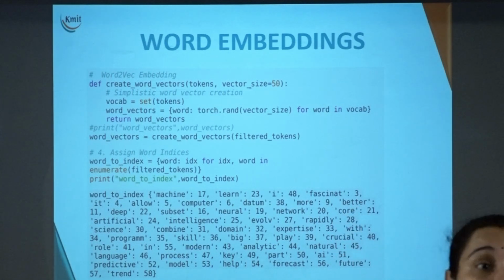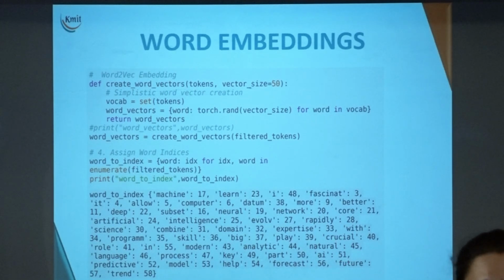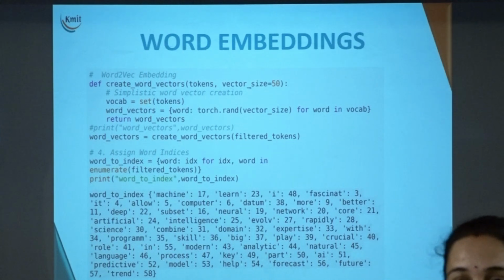Vocabulary size means number of words. Number of words means number of tokens. So is indexing a token important or not? Yes or no? Here we will see how we will index a particular token. Define create word vector is the method that I have chosen here. I am giving tokens as my input.